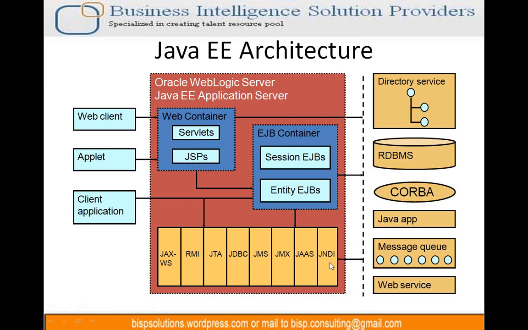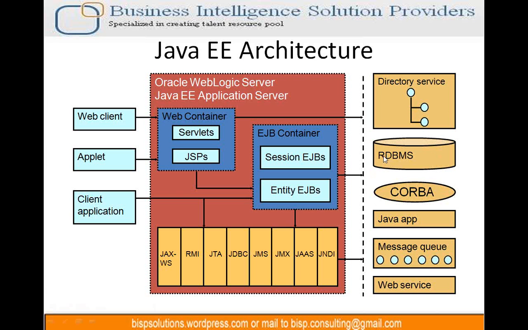You can say JNDI, JAAS is used for authentication and authorization service, JMX, messaging extensions, JMS, messaging service, JDBC, any database connectivity, JTA, transactions, RMI, remote method invocation, and web services. These are the different services that will be available by any application server to support your containers. And the middle tier, when it interacts with the other tier, the last tier can be any of the services.